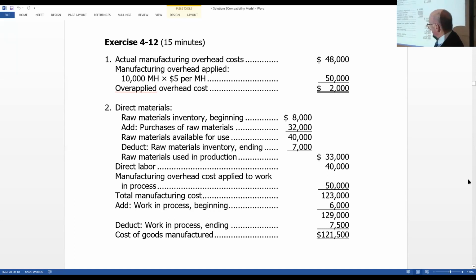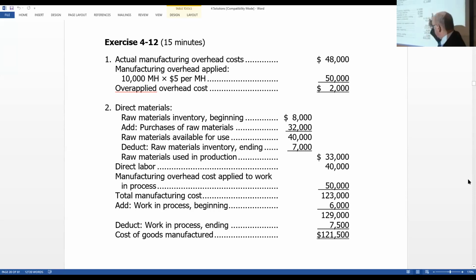Then you have the direct labor cost, that goes to work in process. And then the manufacturing overhead cost that's applied to the work in process, that's another debit on that T account under work in process. Total of 123,000. Then you add the beginning balance to work in process. So you have those 3 debits, plus the beginning balance is a debit as well. You add that, 129,000, and then you subtract whatever's in there at the end.